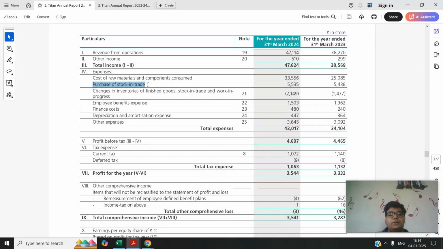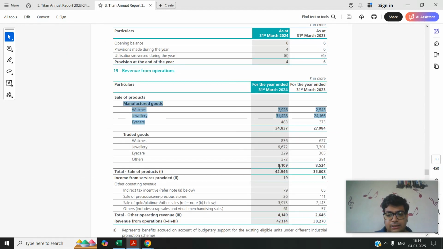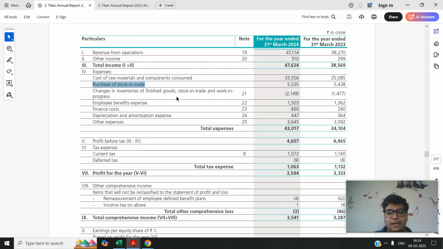So the way you identify it is, if you purchase some raw material from the market, that is cost of raw material consumed. You sell it, and that is a manufactured good. Alternatively, you can buy a ready-made product from the market, which is purchase of stock in trade, and you can directly sell it without any further processing, and that is traded good.